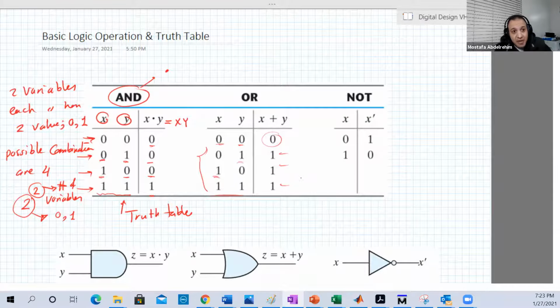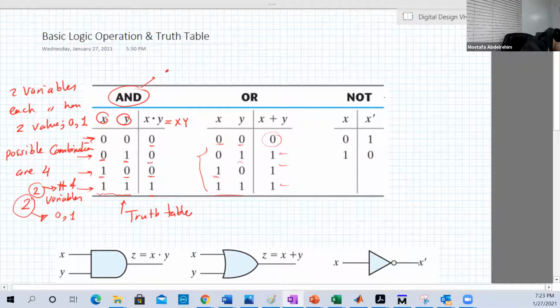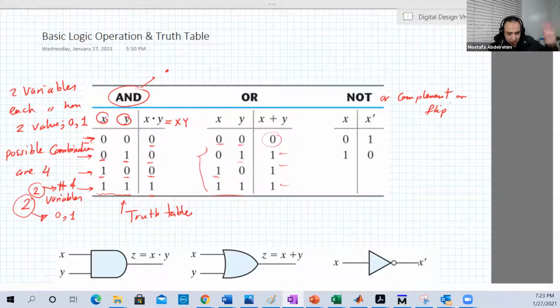The last operation we have is NOT, or the complement. Let's do it, or complement, or the flip. Okay, basically this is a very simple function. It has only one input and one output. And it just negates what we have in the input.